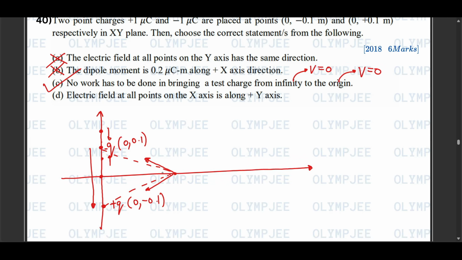Along the x-axis, along the y-axis. Sorry, due to the plus charge, it will be in this direction. So the x components will get cancelled. So the field will be in the plus y direction only, and here also we can check that it will be in this direction and this direction. So the x components will get cancelled and it will be in this direction. So D is also correct.